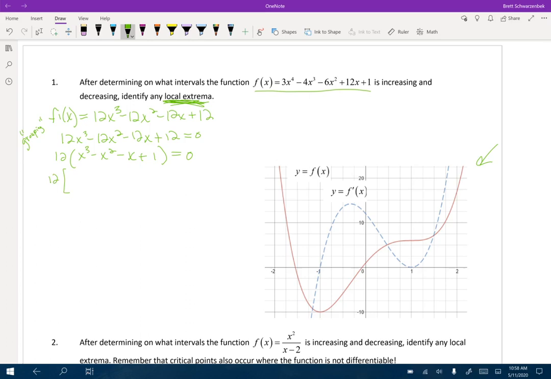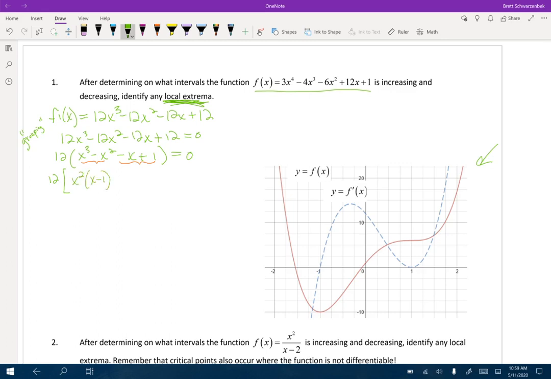When you factor by grouping, you basically mentally break these up into 2 pieces each, and you find their GCF. So the GCF of the first 2 is x squared, so we get x minus 1.